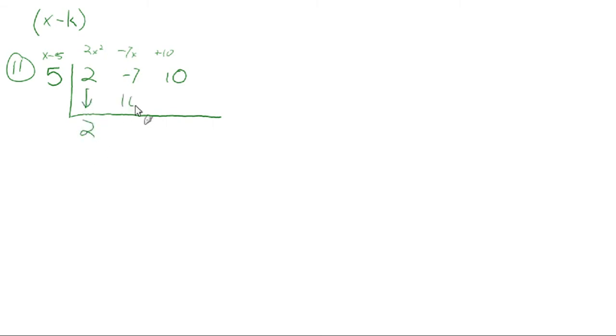5 times 2 is 10. We add these together and get 3. 5 times 3 is 15. We add these together and get 35. Or 25.